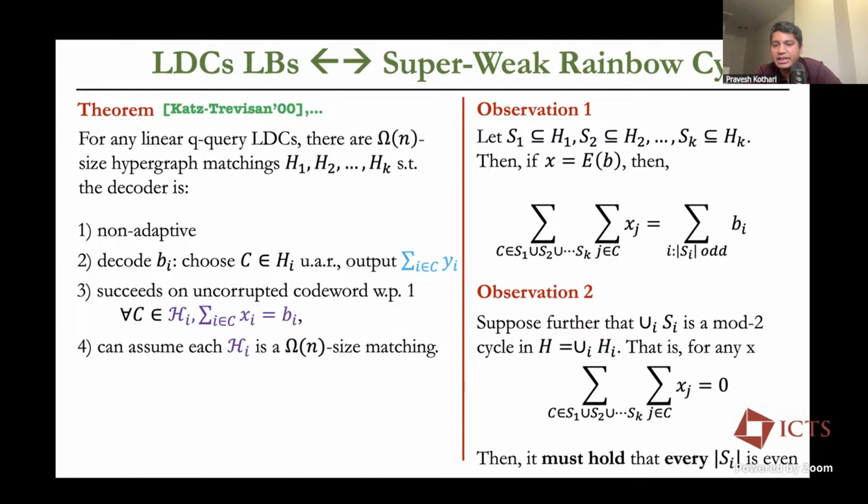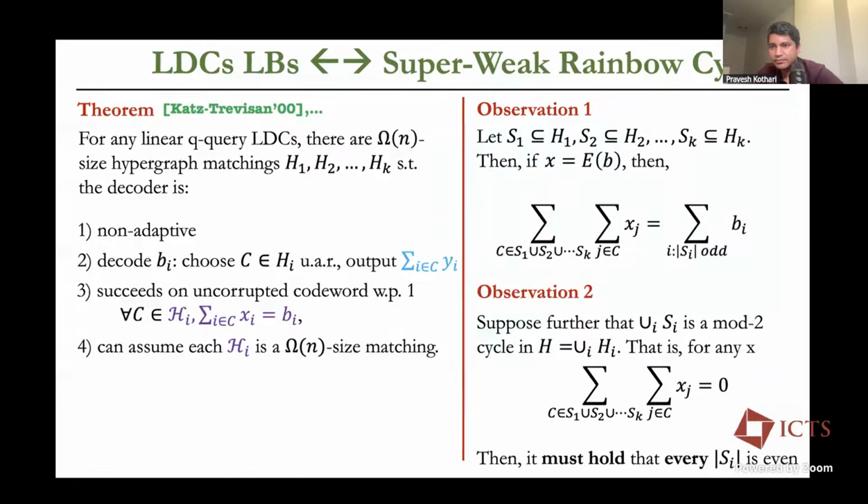Every vertex is appearing an even number of times, then they must add up to 0. If you combine this with observation 1, you know that if the union of the S_i is a mod 2 cycle, then the sum must be 0. On the other hand, observation 1 says that it must also be the sum of those B_i for which S_i is odd.